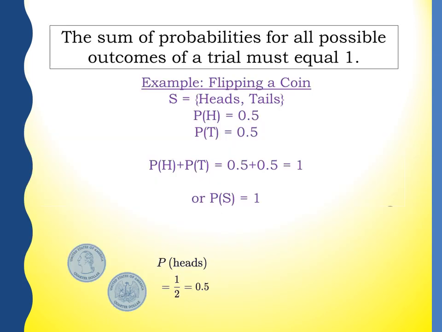Also remember that the sum of the probabilities for all possible outcomes of a trial must equal 1. For example, in the experiment of tossing a coin, the sample space contains head and tail. The probability of having head is half, the probability of having tail is also half. The sum of these outcomes is 1.